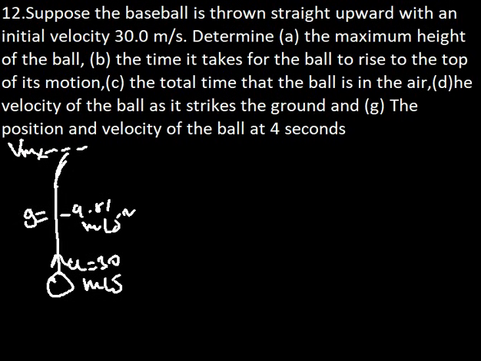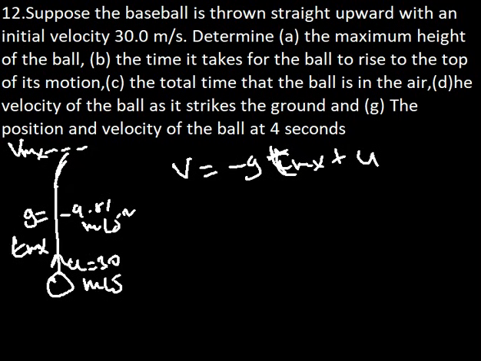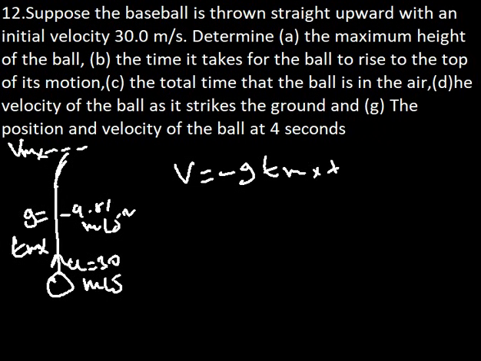Another part of the question says to find the time it takes for the ball to rise to the top of its motion. We need the time it takes to reach this point, which we call Tmax. How do we find that? We use the formula: final velocity, which is Vmax, is equal to negative g Tmax plus initial velocity. We are looking for the Tmax.